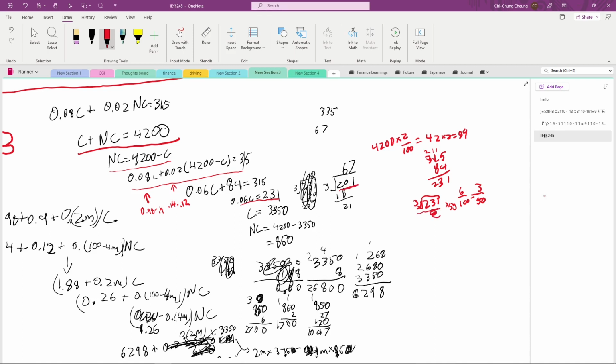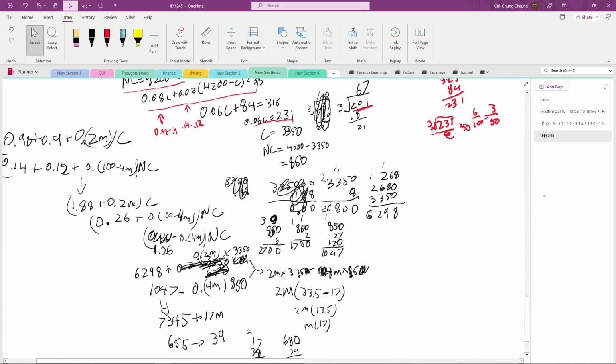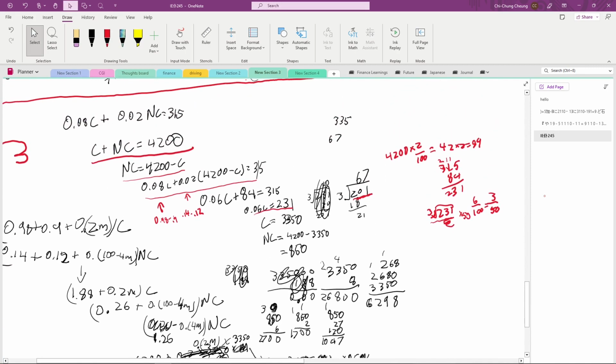What's this? 201. I accidentally switched the 3 to a 0 and I got the wrong answer. That's actually a calculation mistake. But then also the logic part, I didn't have time, so I just gave up.